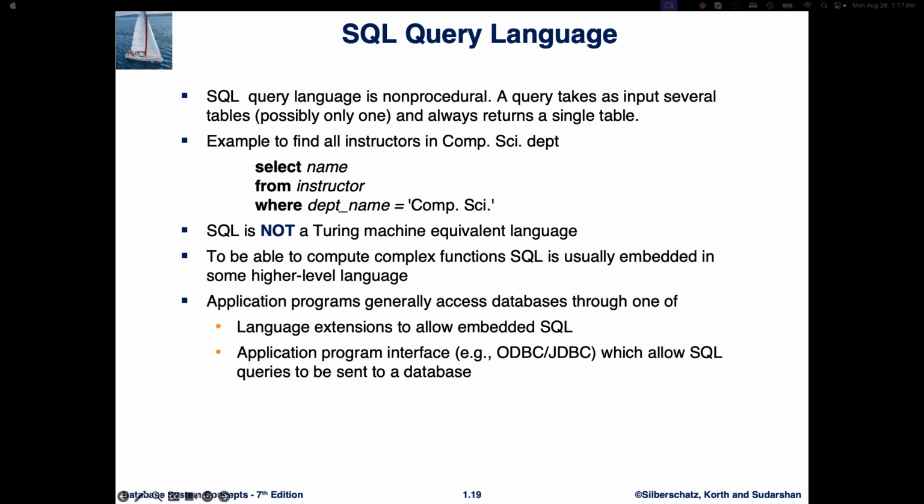Example query: to find all instructors in the computer science department, you can use the following SQL. Select name from instructor where department name equals computer science. This query retrieves the names of all instructors whose department is computer science.